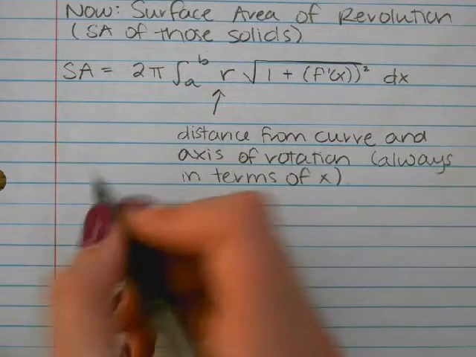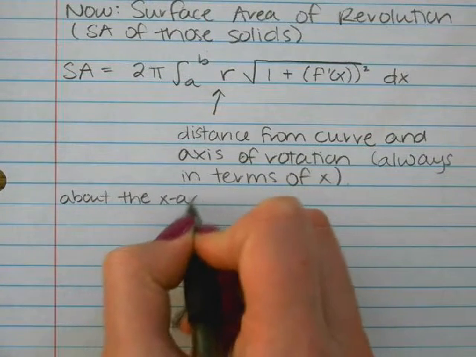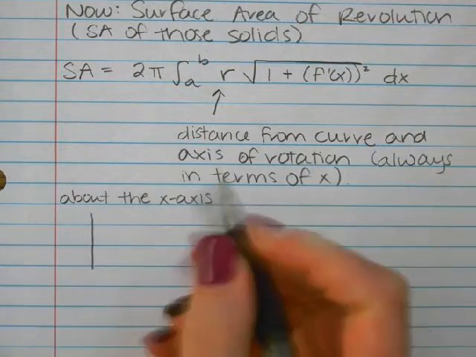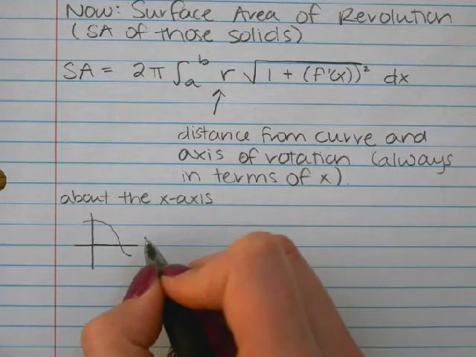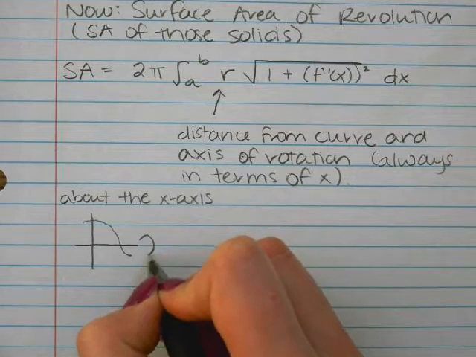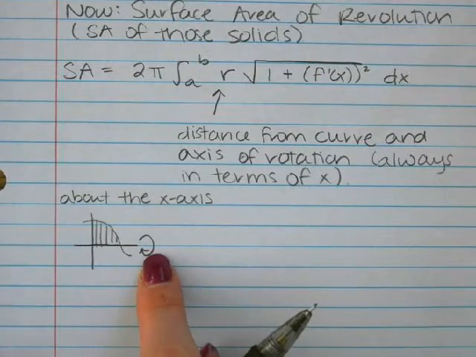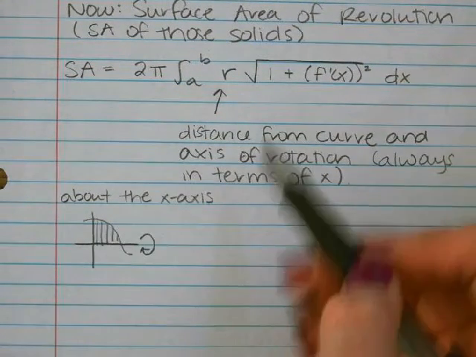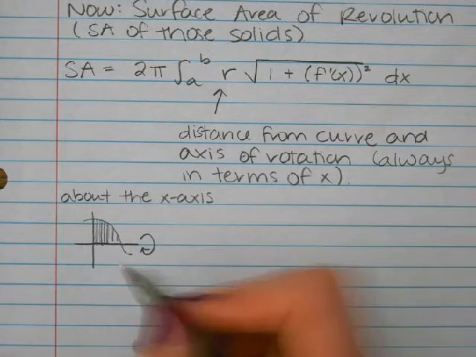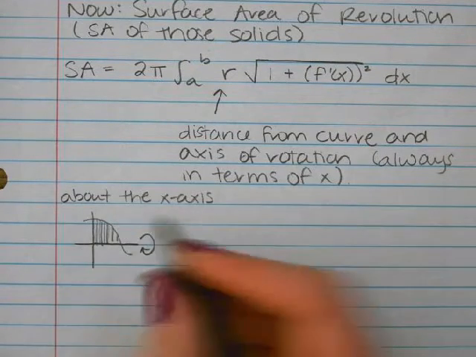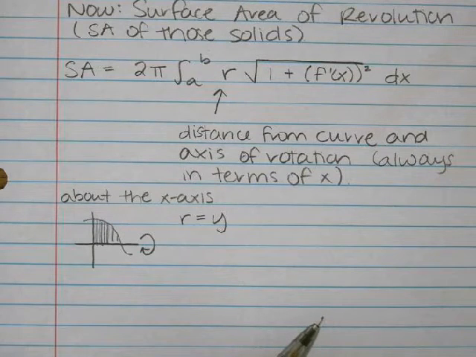So if we are rotating about the x-axis, let's say we've got some curve right here. If we're taking this area right here and we rotate it about the x-axis, then the length of r, if you guys can see that these lengths are actually y values. Does everyone see that? Those lengths are up and down. Those lengths are y values. So I'm going to say r equals y, but r is not allowed to equal y, right?